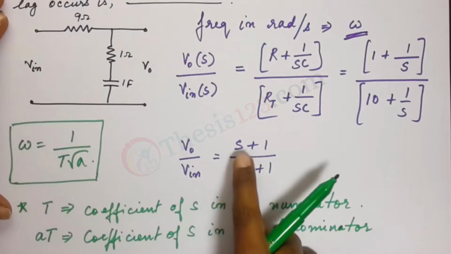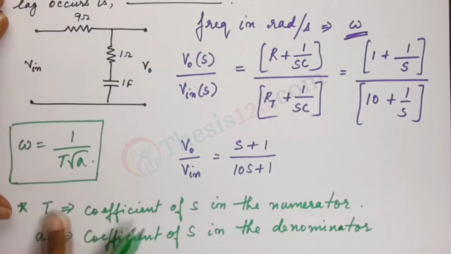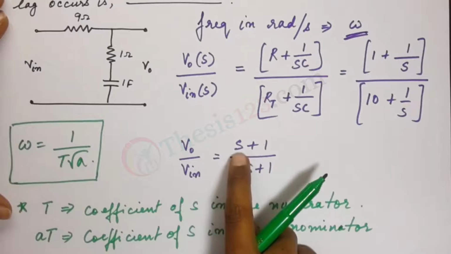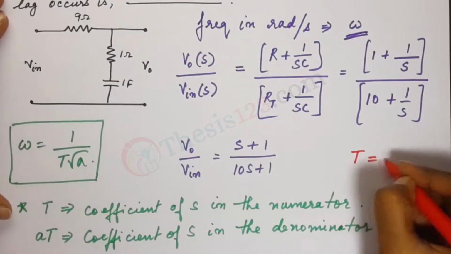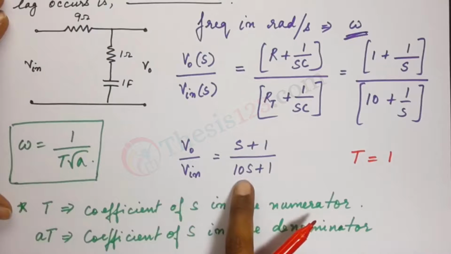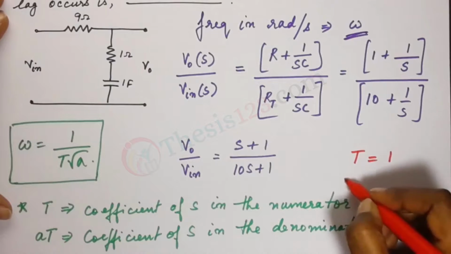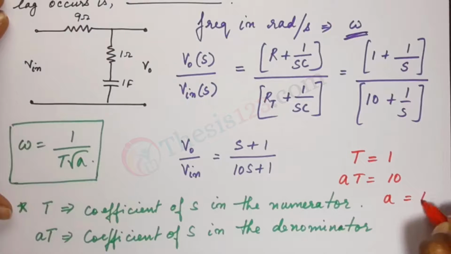So if we look at the numerator corresponding to the output, T is the coefficient of S. We see that the coefficient of S is 1, so T is equal to 1. And AT corresponds to the coefficient of S in the denominator, so AT is equal to 10. If AT is equal to 10, then A is equal to 10, because T is 1. So we have A is 10 and T is equal to 1. Substitute these two values to find your omega value.